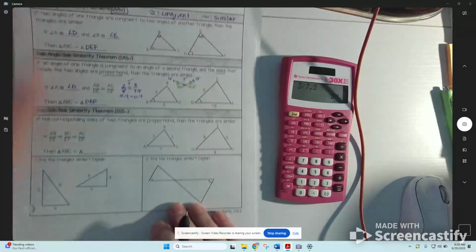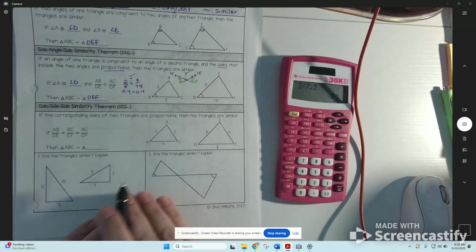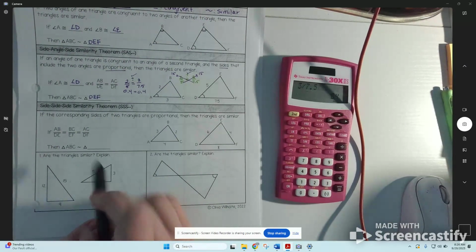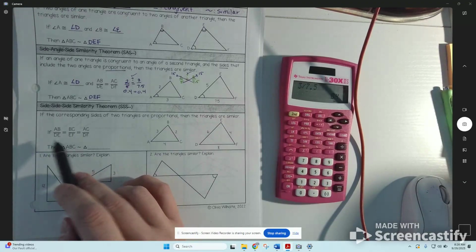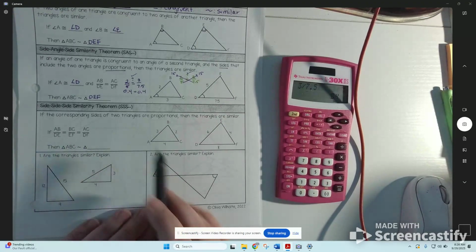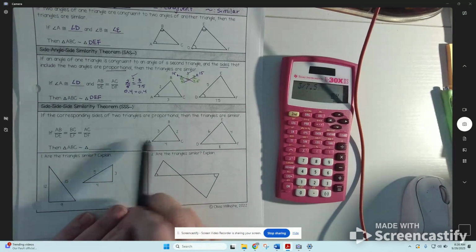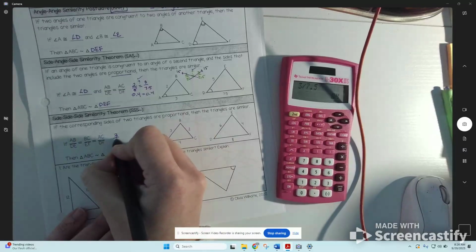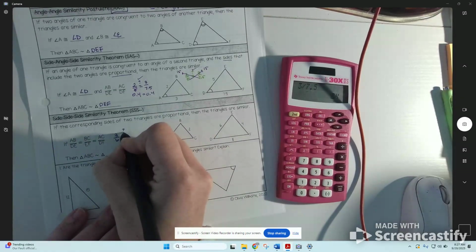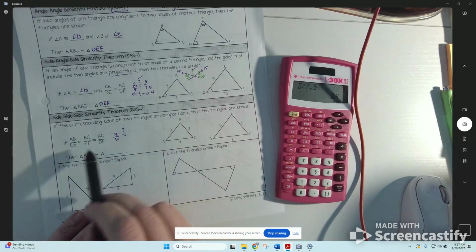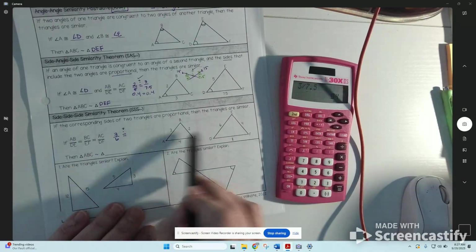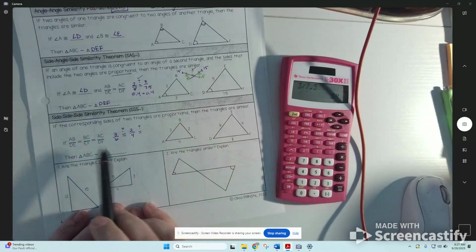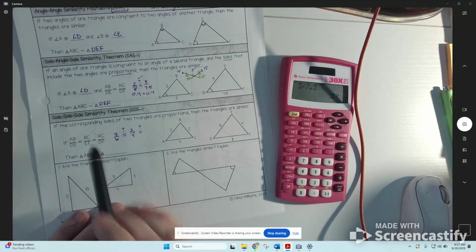Okay, the last one is side, side, side, but again, a little bit different than congruency. In side, side, side, we have to check that all of those fractions are proportional, all of those ratios when comparing sides. So again, we're going to double check. They say AB matches to DE, so let's write that one down. Again, I'm going to put a question mark because we're really checking to see if this is true. BC to EF, so 2 over 4, and again, question mark, AC and DF.